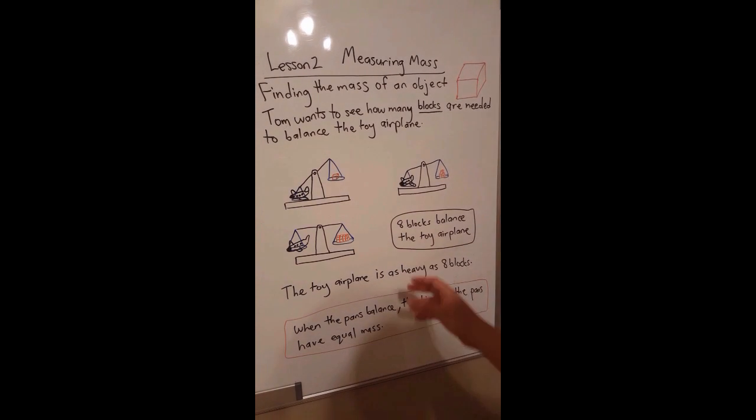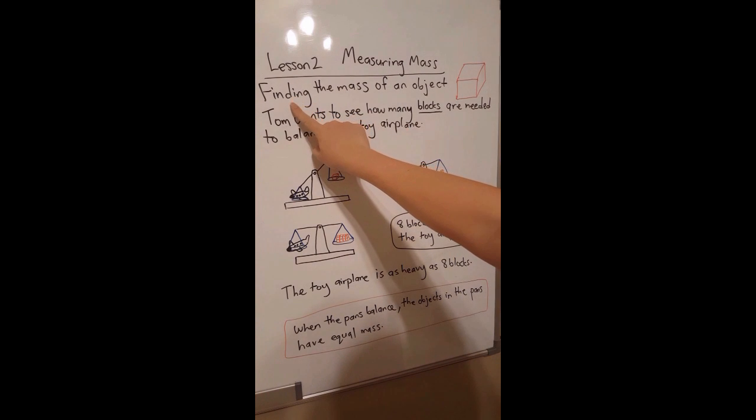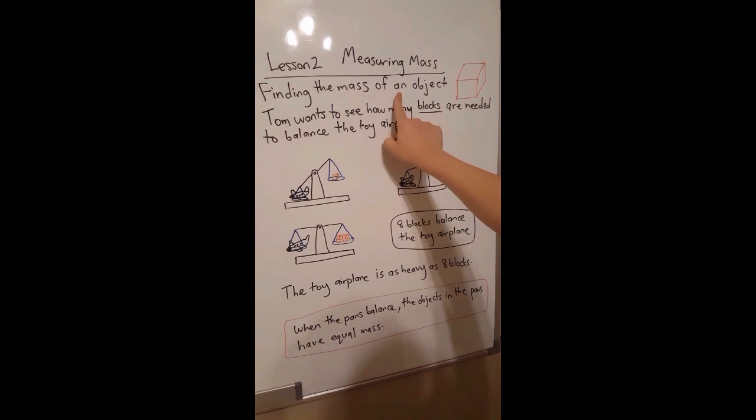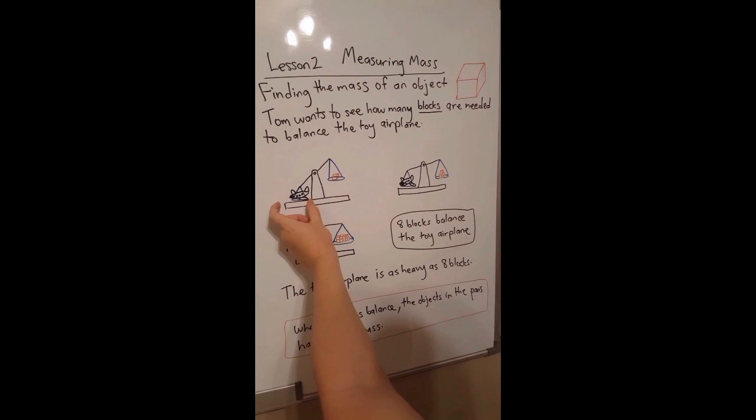So in this lesson, we are going to learn how to measure mass. We are going to find the mass of an object. In this case, we are looking at this object, the airplane, and we are trying to find the mass of the toy airplane.